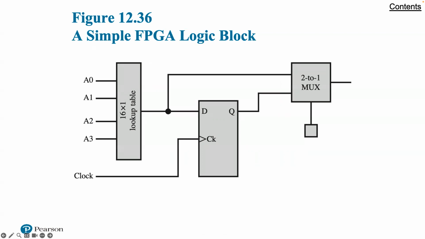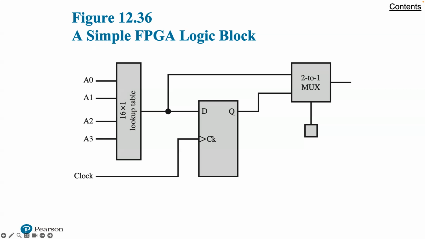In essence, the programming of a logic block is done by downloading the content of a truth table for a logic function. Figure 1236 that we're showing now shows an example of a simple logic block consisting of a D flip-flop, a 2-to-1 multiplexer, and a 16-bit lookup table. The lookup table is a memory consisting of 16 1-bit elements, so that 4 input lines are required to select one of these 16 bits.